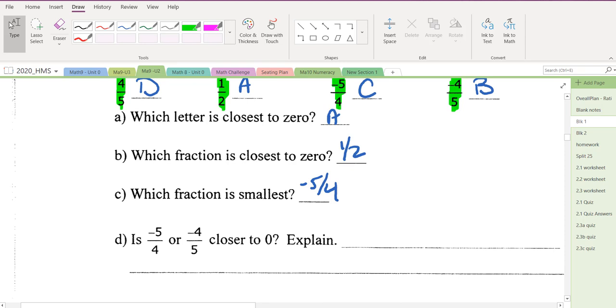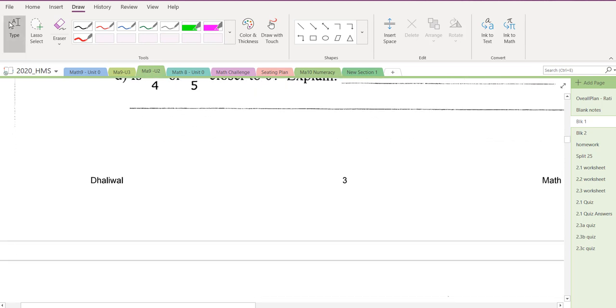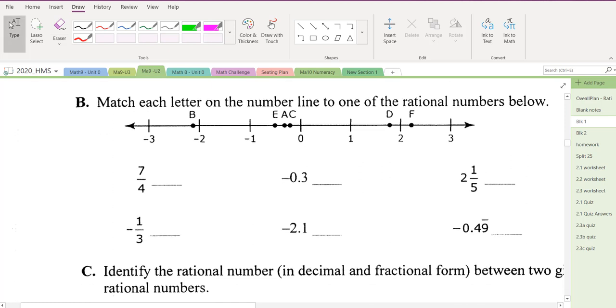Now, for D, I don't think we need to write anything down. David did a pretty good job of explaining his reasoning when he did it. He said that the one with the bigger number is further away, and hence negative 5 over 4 is further away, or the inverse of that, negative 4/5 would be closer to 0. So David did a good job of talking about that.